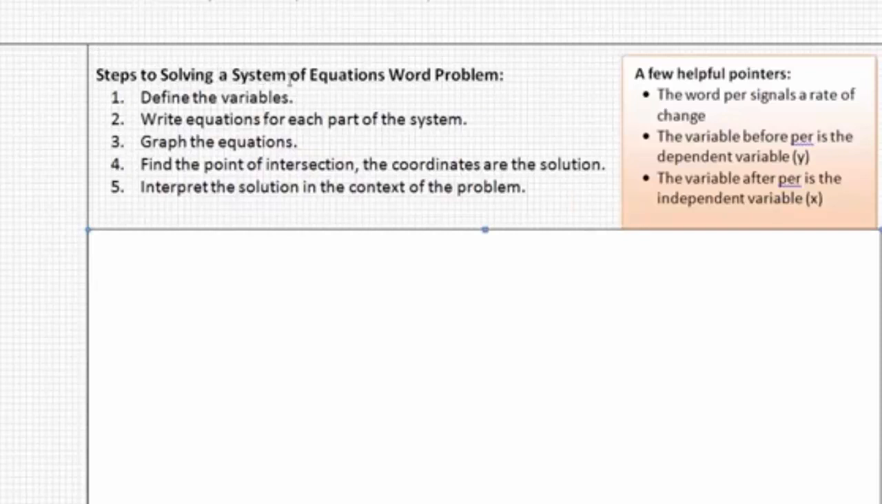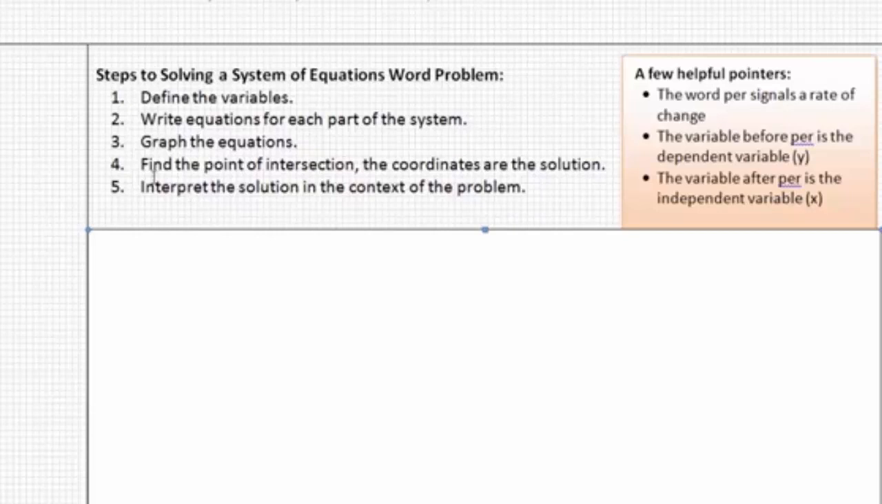So the steps to solving systems of equations word problems: first, you want to define and identify what the variables are in the problem. So what is your x, your independent, and what's your y, your dependent variable. Second, you need to write the equations for each part of the system. Third, most likely you need to graph the equations. Right now we're doing all systems of equations word problems by graphing. And then our fourth step is to find the point of intersection. The coordinates are your solution, your x and your y value that make the equations equal. And then the last step is to interpret the solution in the context of the problem.